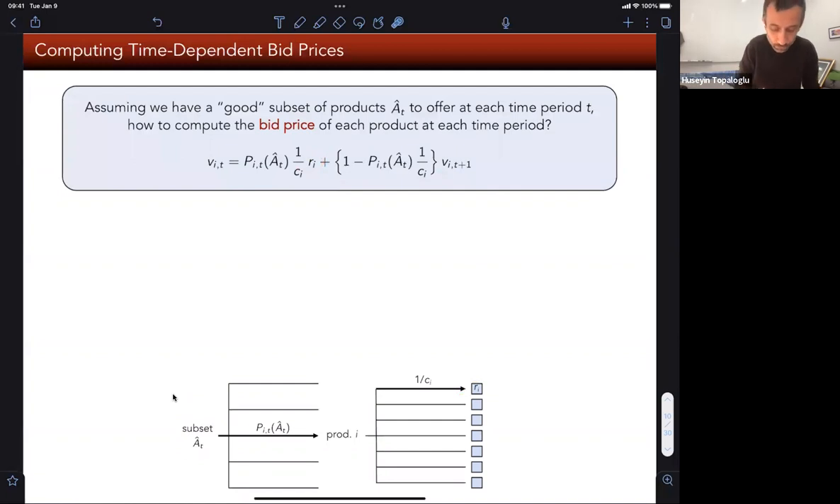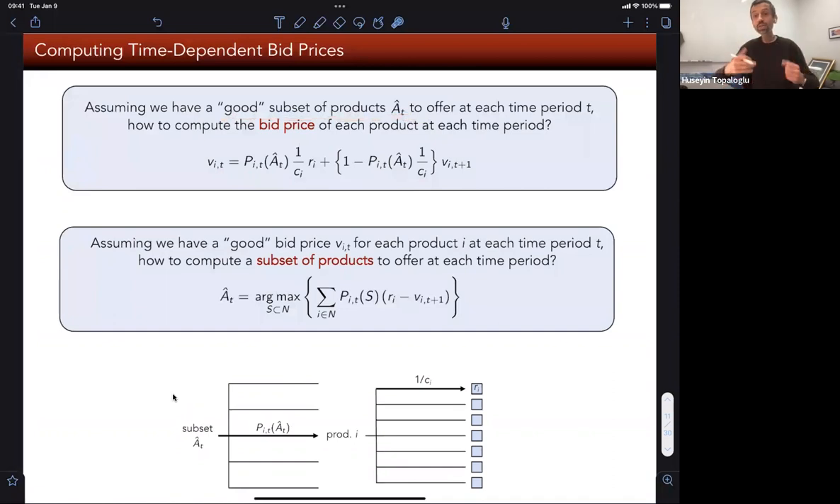So this was our first question, and this is our first answer. If you give me a good subset of products, a good assortment to offer A hat T at each time period T, how can I compute the value that I can derive from each unit of product I at time period T? And this is the computation we're going to make. Okay, the first question, the first answer. Let's ask our second question.